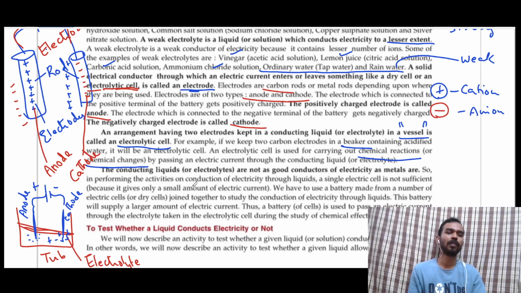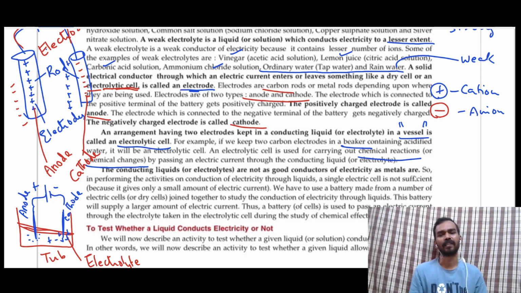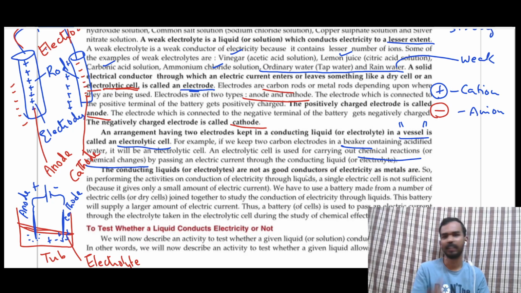Now come to the next concept. The conducting liquids are not as good conductors of electricity as metals are. What is this? One example we have been discussing for the electrolyte, or the conducting liquid, is copper sulfate in water. But here they are saying that the electrolyte is not as good a conductor. The copper rod is the electrode and copper sulfate is the electrolyte. Why? We will see.